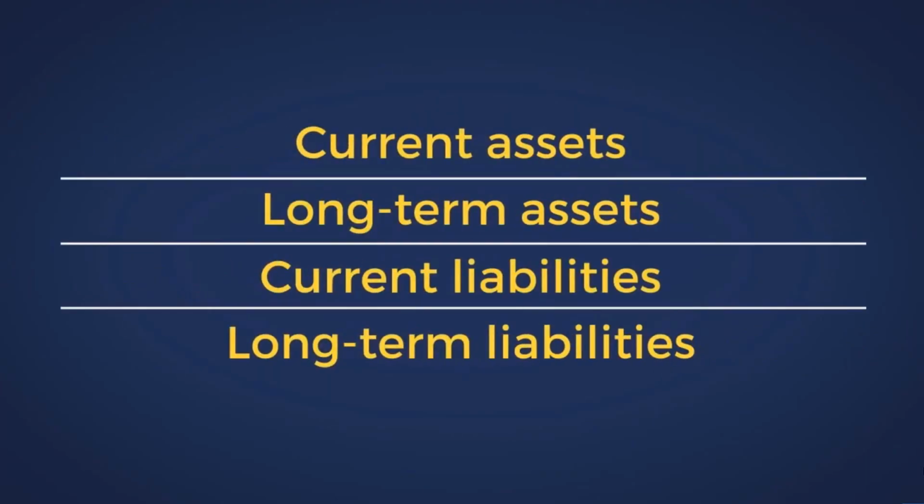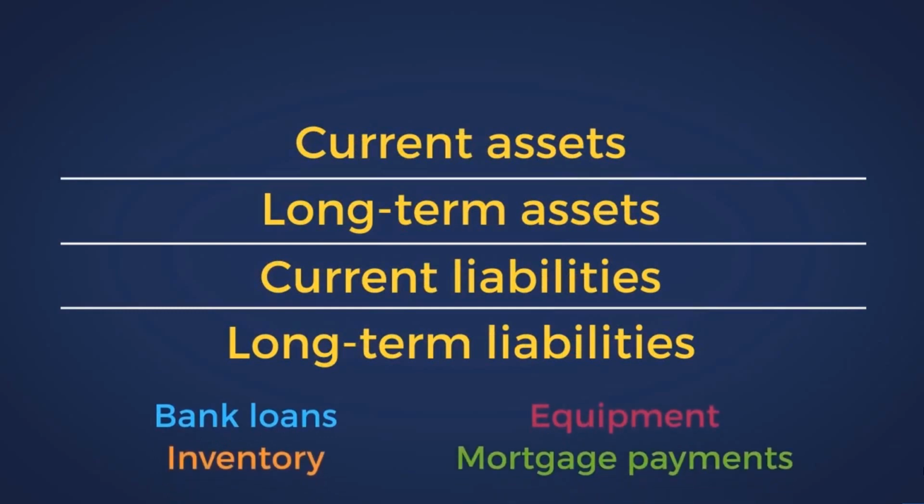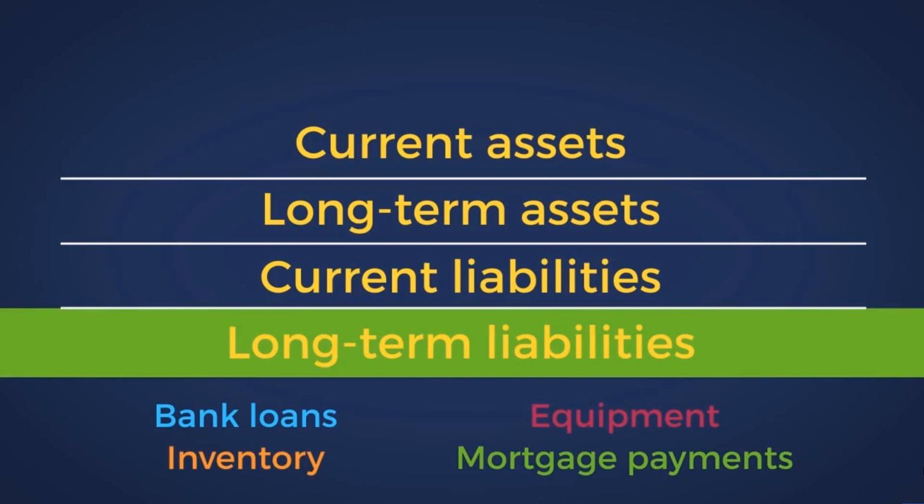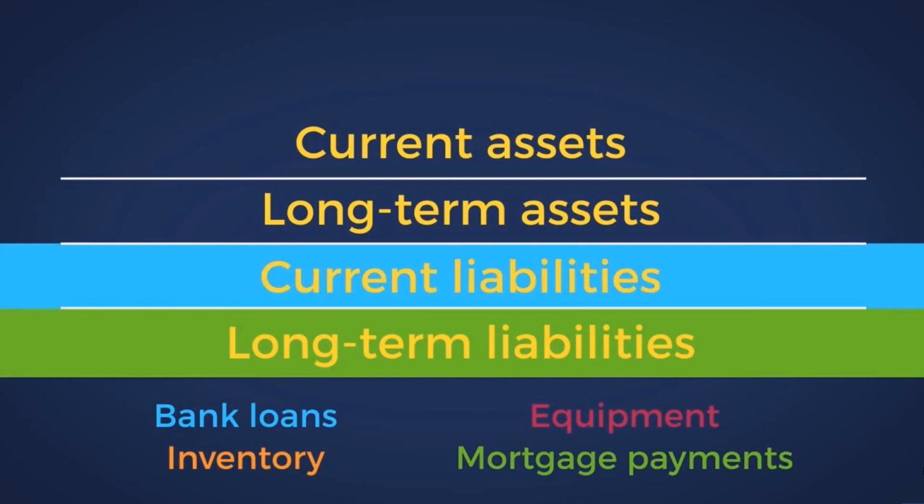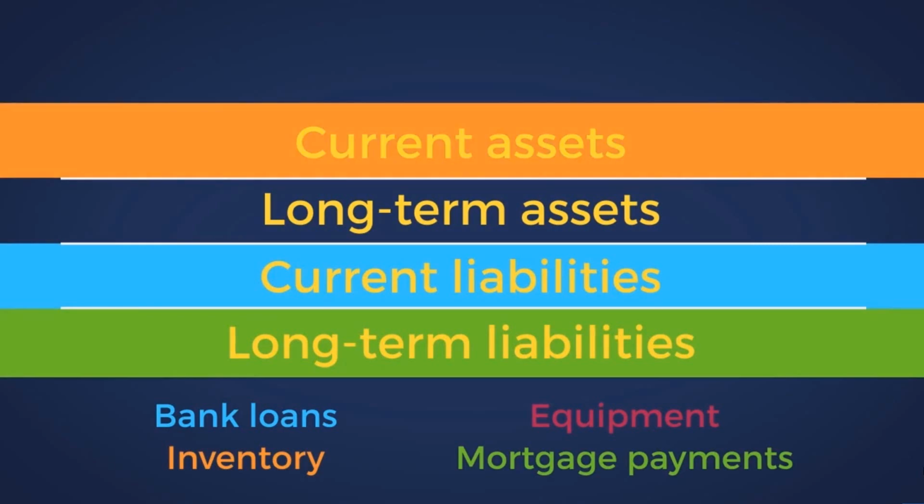We'll start off with a little matching. To which category do the following assets and liabilities belong? Scrolling down our list of assets and liabilities, bank loans would fall into the liabilities category, but are they current or long-term? Reading the rest of the list, we see mortgage payments, also a liability, and a long-term one at that, so our bank loans would fall into the current liability category.